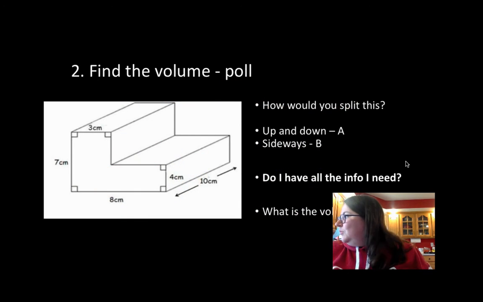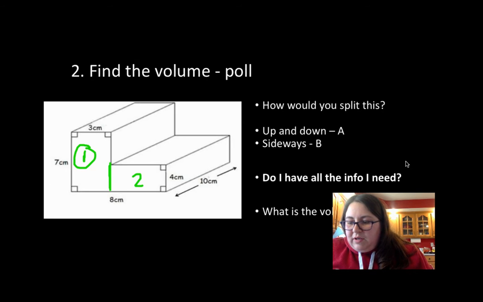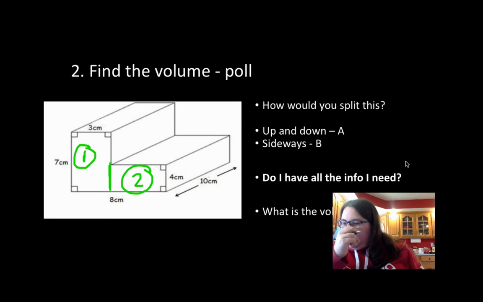Some of us might go straight across here, and that would split it into a bottom rectangular prism and a top rectangular prism. That's one way to do that. Others of us might split it vertically. Today in all of my classes, more people did it this way, so we're going to go through the example like this also. Basically what we've got now is two rectangular prisms. We've got one here and a second one here. So we need to find the volume of each of them.